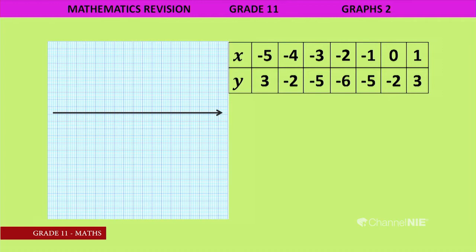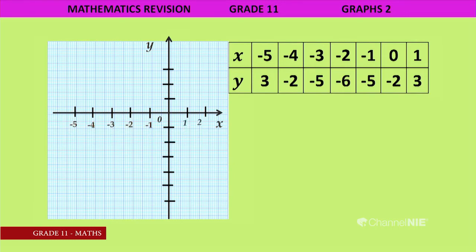X-axis. Then this is your y-axis, named as y. These are the points up to minus 5. There are 5 units there. These are the numbers on the y-axis. This is your origin, the common point for both axes. These are the numbers: minus 5, minus 4, minus 3, minus 2, minus 1, 1, 2. Right?